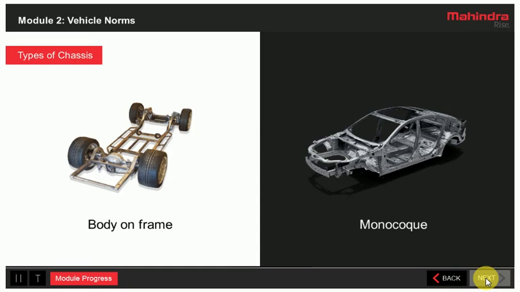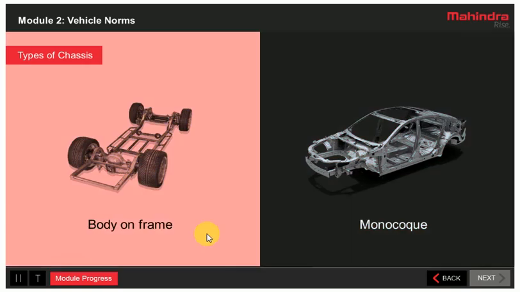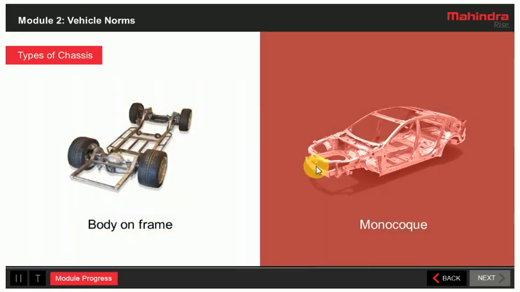There are two types of chassis on which vehicles are built: body on frame and monocoque. Let us understand each one in detail. Click on the image to know more.